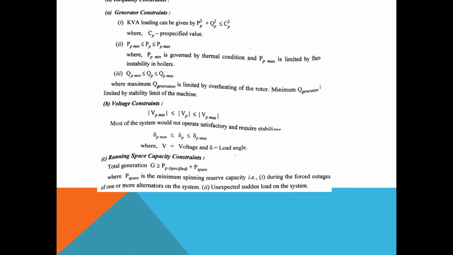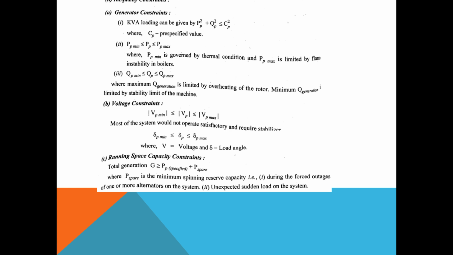Next one is inequality constraints. Under inequality constraints, a lot of constraints are there. First, we discuss generator constraints. Here, generator constraints include that loading should be within the specified limit, and real power and reactive power should be within minimum value and maximum value.